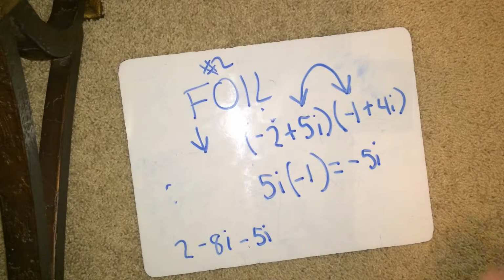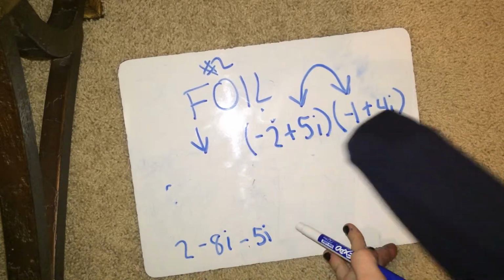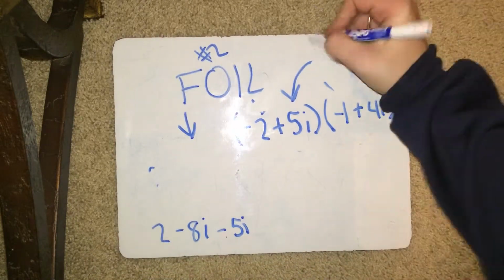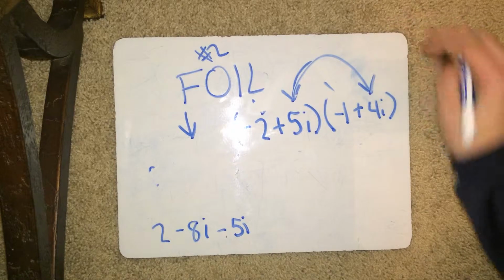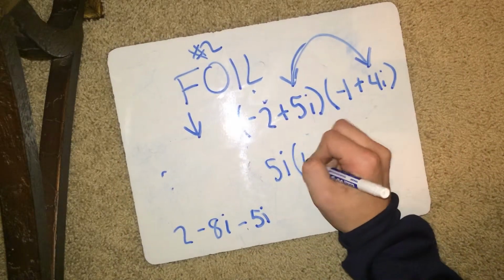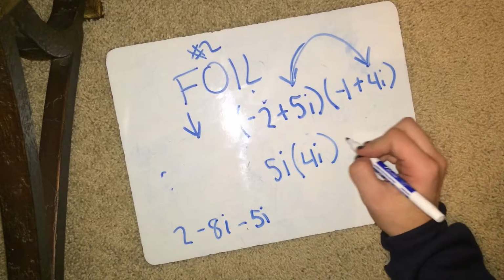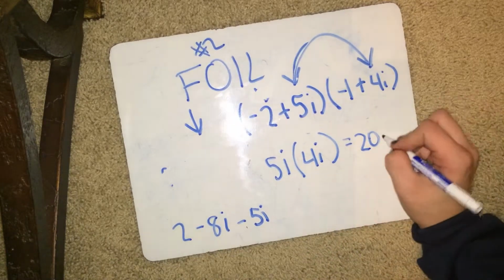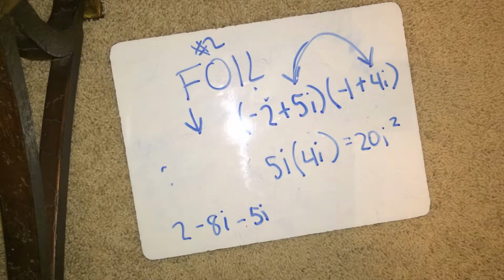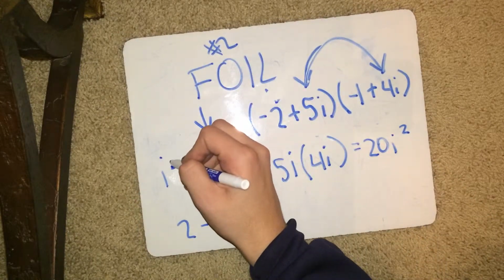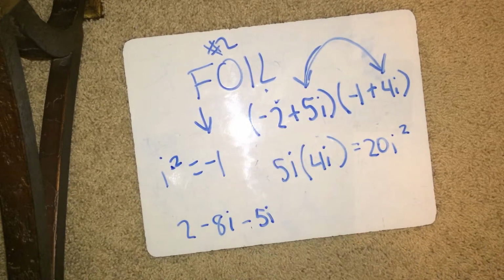And lastly, you're going to use the L, which means last, and that's going to be the 5i. And you're going to multiply it by the 4i. So 5i times 4i. 5 times 4 is 20, and i times i would make it i squared. So be sure that you square that i. And also, i squared is another way to say negative 1.